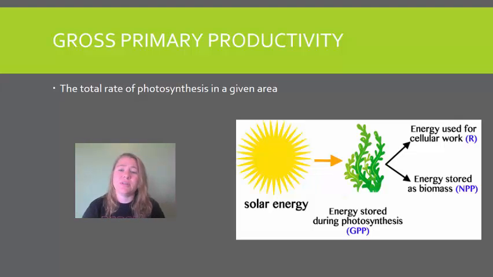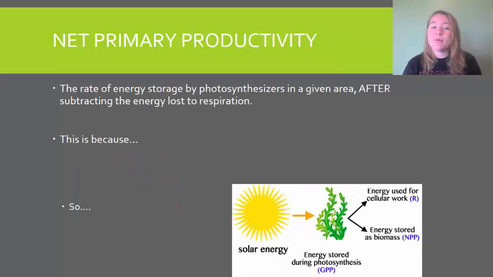Gross primary productivity is a way to measure or talk about the total amount of photosynthesis that is taking place in a given area. But that's not the only measure of primary productivity that we care about. So gross is just looking at everything. Net primary productivity is the rate of energy that's being stored in that particular plant after subtracting out the energy that's lost during cellular respiration.